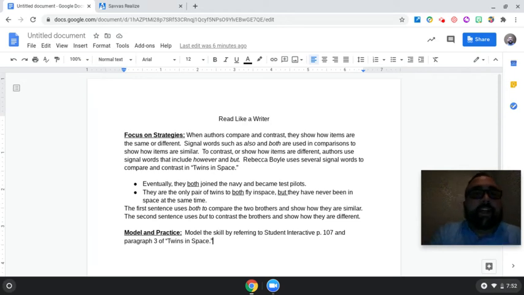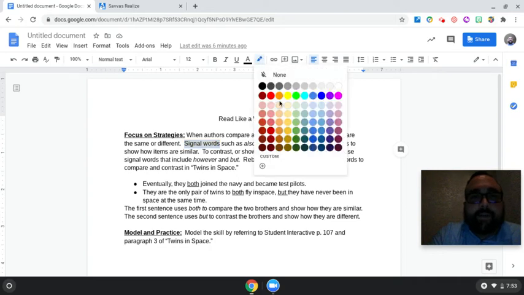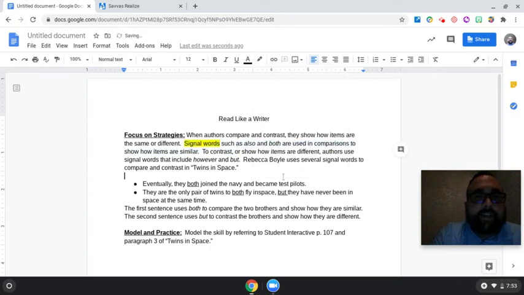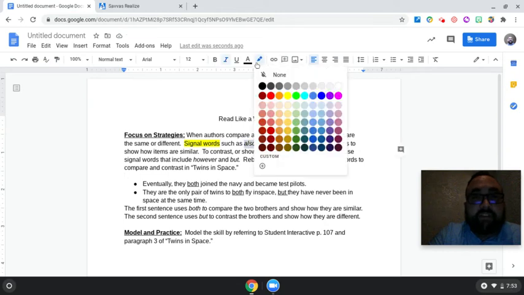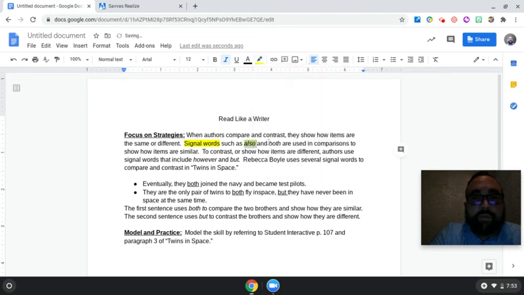So let us look at our strategies because whenever we read like a writer, we need to focus on our strategies. When authors compare and contrast, they show how items are the same or different. Signal words. Oh, that's kind of cool. I'm going to highlight that for you. Signal words such as also and both. Sounds good. I think I'll highlight that too.